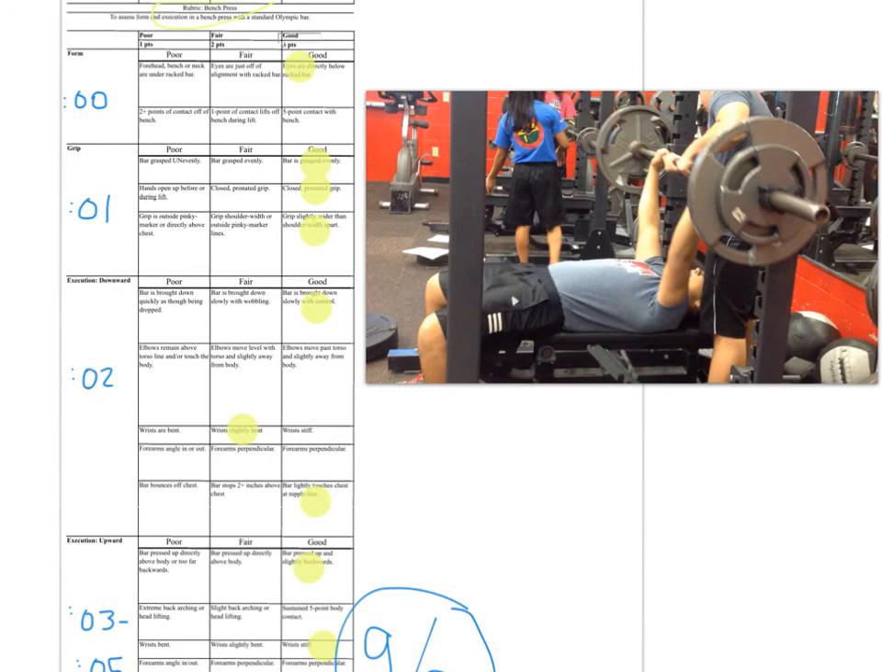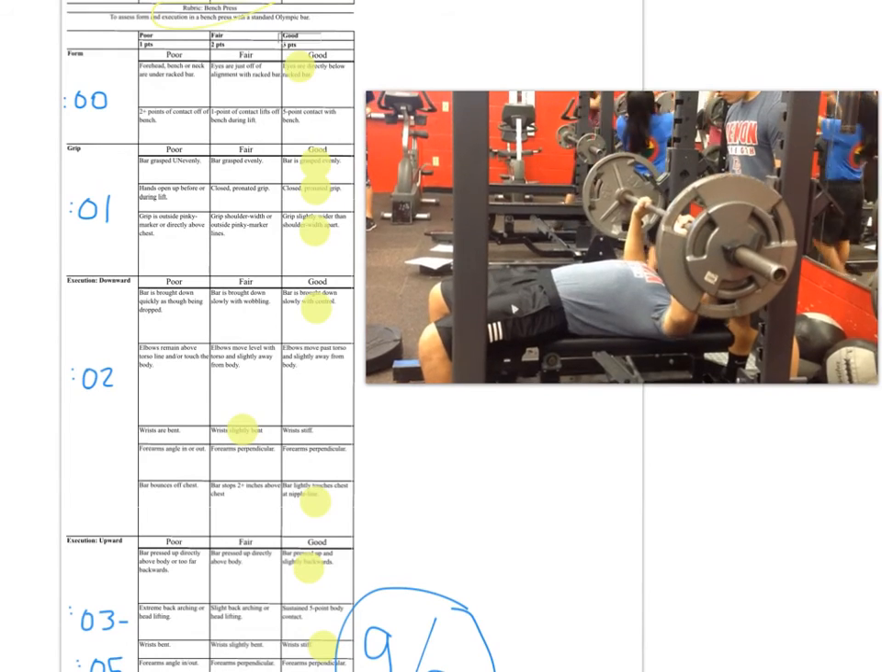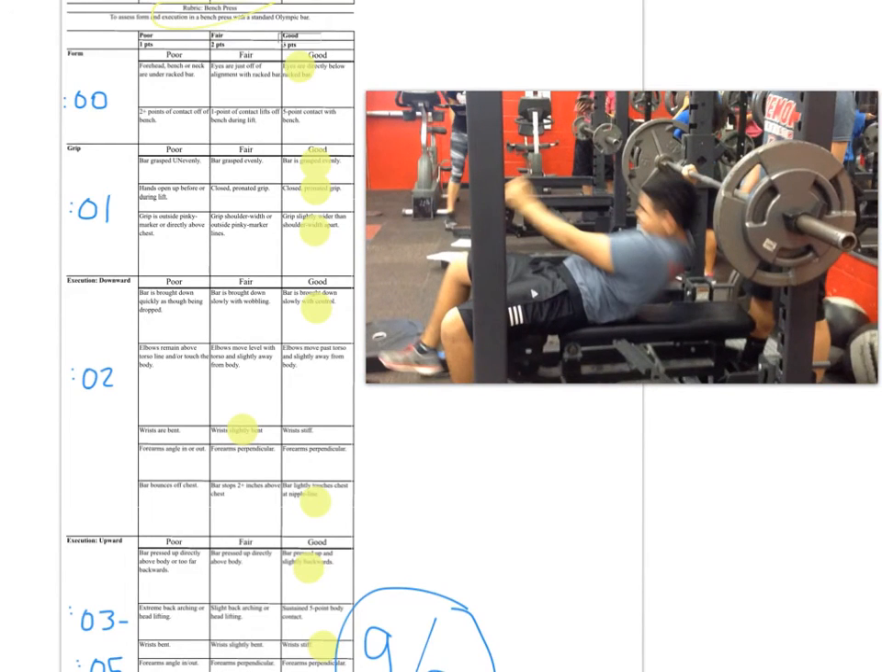This is my bench press 1 rep max. I successfully lifted 185 one time. On form, I gave myself 3 points because my eyes are directly below the racked bar, as you can see here. I also gave myself a 3 on grip because the bar was grasped evenly with a closed pronated grip.